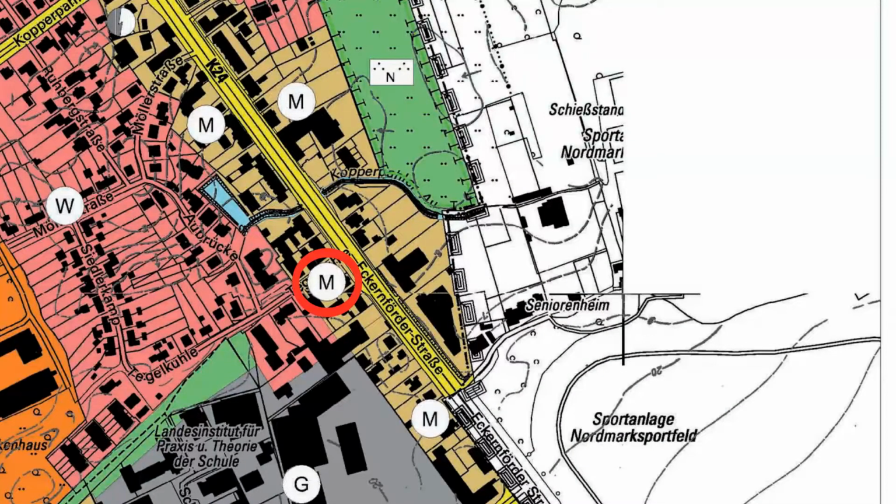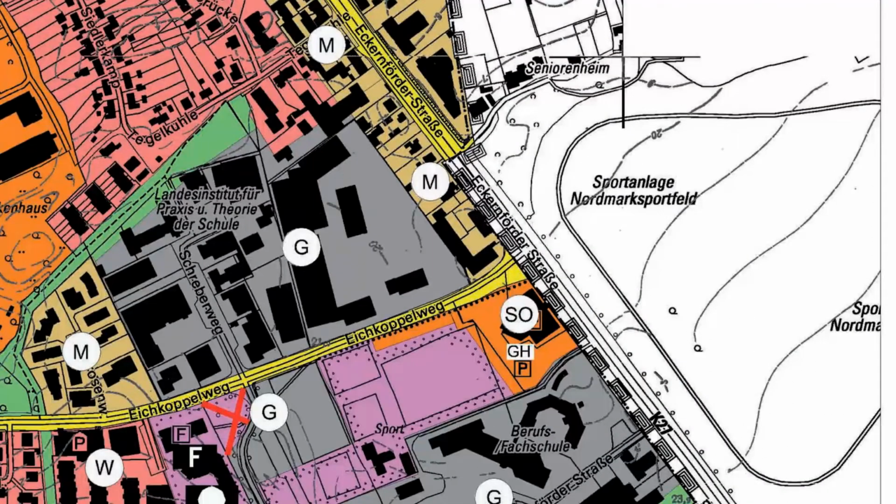Gemischte Bauflächen are represented by the letter M. Additionally, they can be filled in with a diagonal cross-hatching or in mittelbraun. Gewerbliche Bauflächen are represented by the letter G. Additionally, they can be filled in with an orthogonal cross-hatching or in mittelgrau.